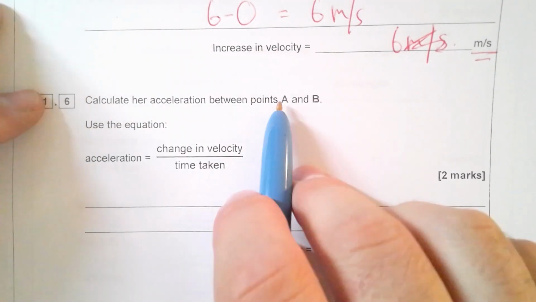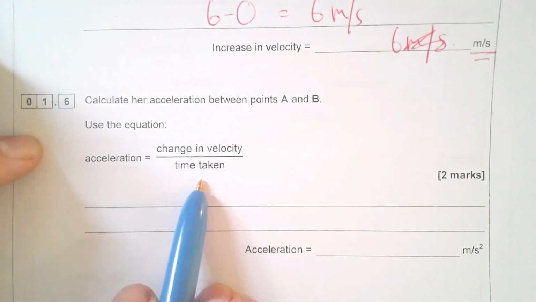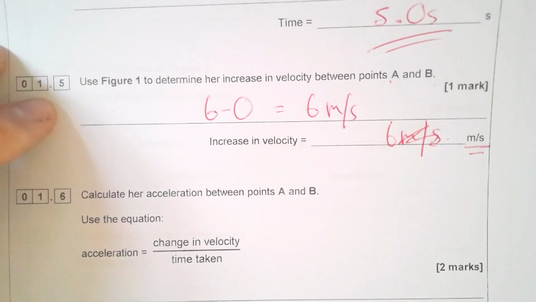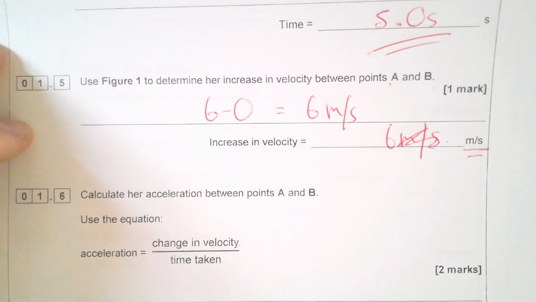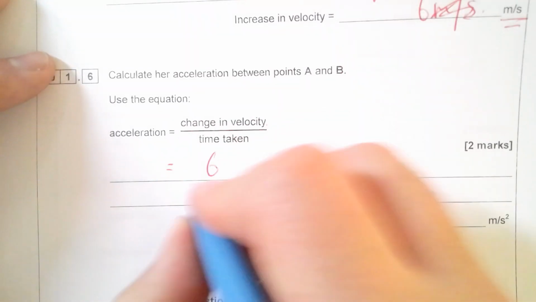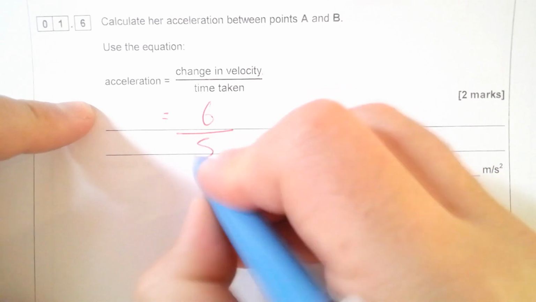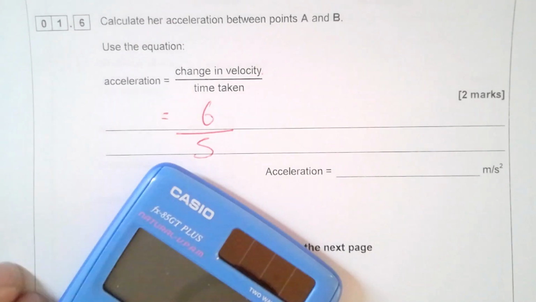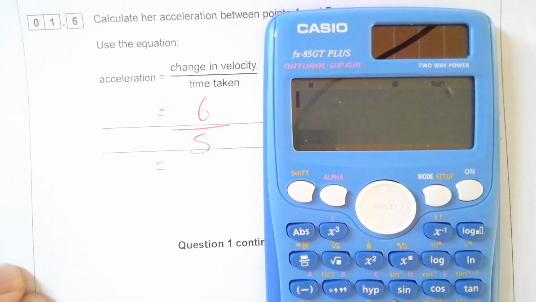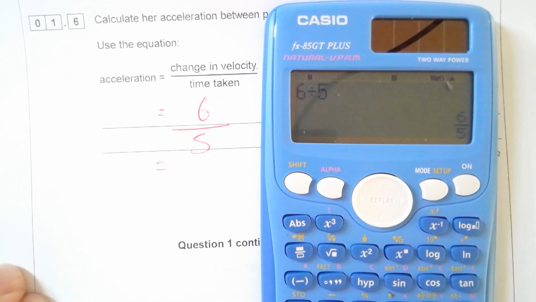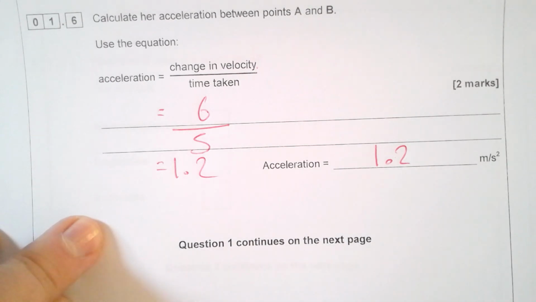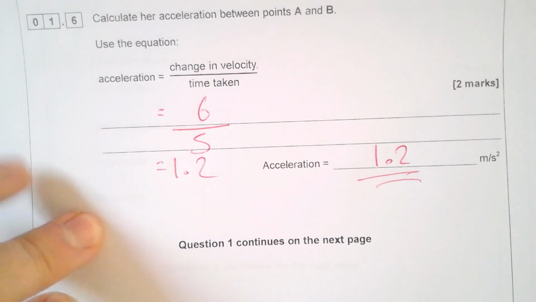Calculate her acceleration between points A and B. It's the change in velocity divided by the time taken. They've really led us through this, so this is quite good. We've just calculated our change in velocity as 6 meters per second. Earlier we calculated that our time taken was 5 seconds, so we're looking at 6 over 5. That's 1.2 meters per second squared.